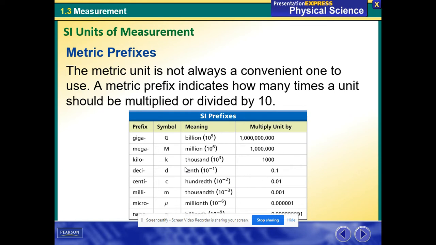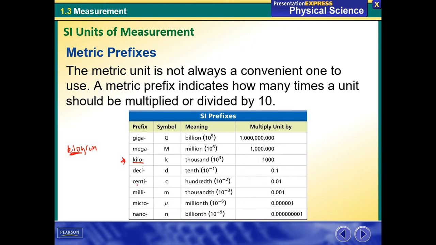The next thing to hit on is metric prefixes. Sometimes when we use these base units, we add a prefix in front of them. It's usually convenient. A metric prefix indicates how many times a unit is multiplied by 10. And we've actually already seen one of these prefixes being used, and that's kilo. If you remember kilogram, kilo is our prefix on our base unit, which is gram.